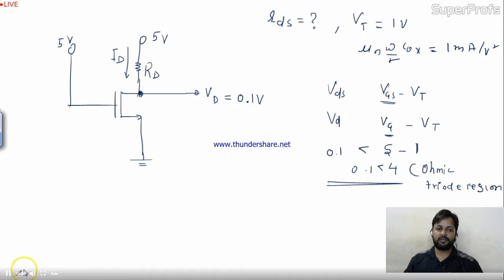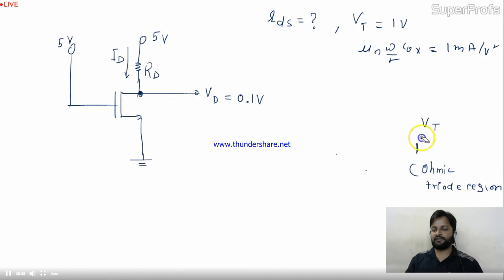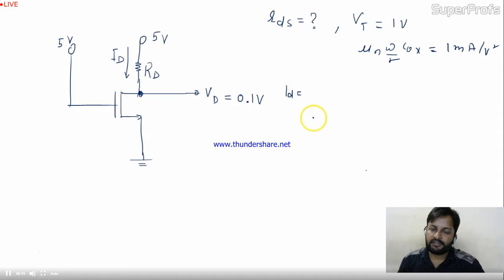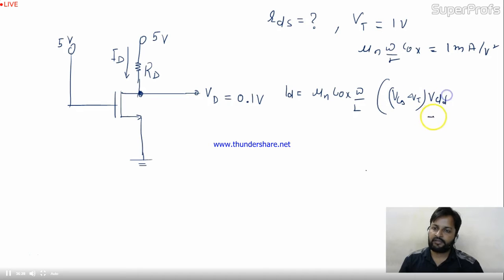Is it okay? So we'll apply the formula for current for triode region. If you remember, the formula was ID is nothing but mu n Cox W by L into (VGS minus VT) into VDS minus VDS square by 2. Let me take the pen and then I'll write over here. ID for the ohmic region I'm going to write, and that is mu n Cox W by L, inside (VGS minus VT) VDS minus VDS whole square.